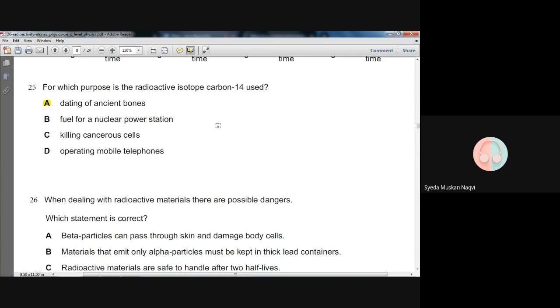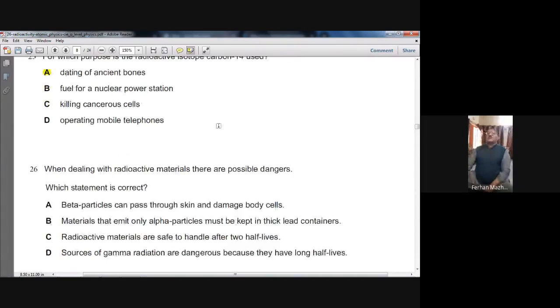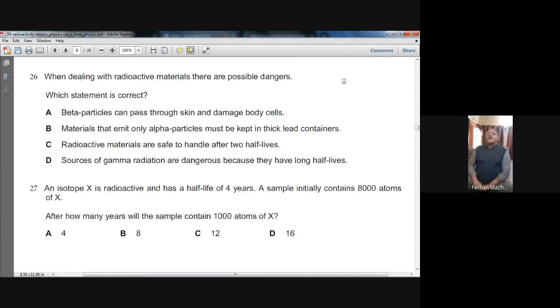Dating of ancient bones. A. Yeah. Question number 26. When dealing with radioactive materials, there are possible dangers. Which statement is correct? Beta particles can pass through skin and damage body cells. That is true. Materials that emit only alpha particles must be kept in thick lead containers.